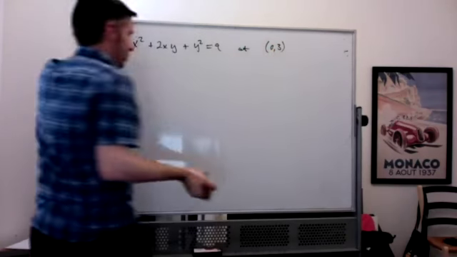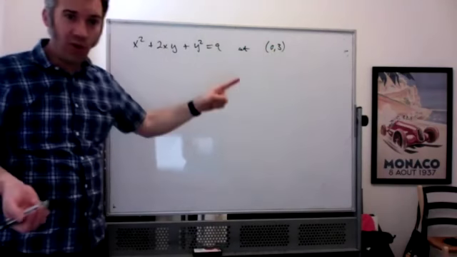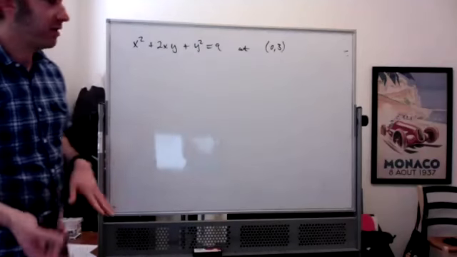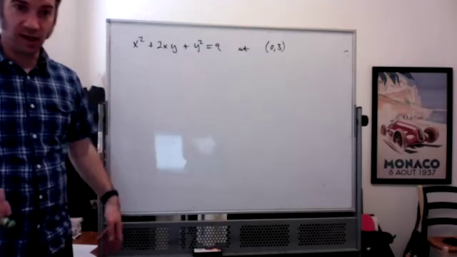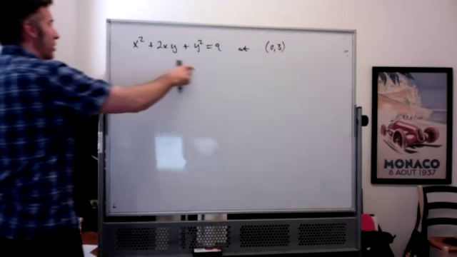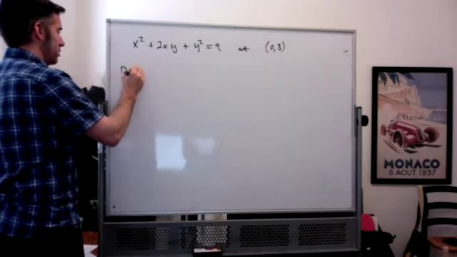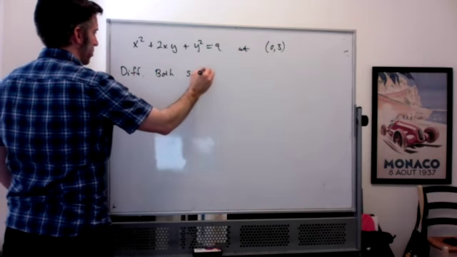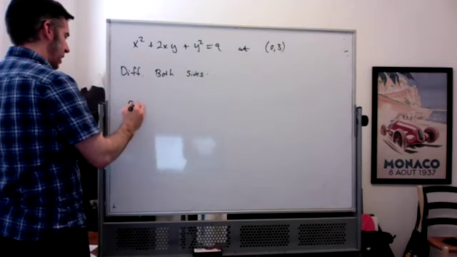So we're trying to find the equation of the tangent line. We have a point, we need a slope. How do we find the slope? We take the derivative. Specifically, we take it implicitly here. So differentiating both sides, we get the derivative of x squared is 2x.